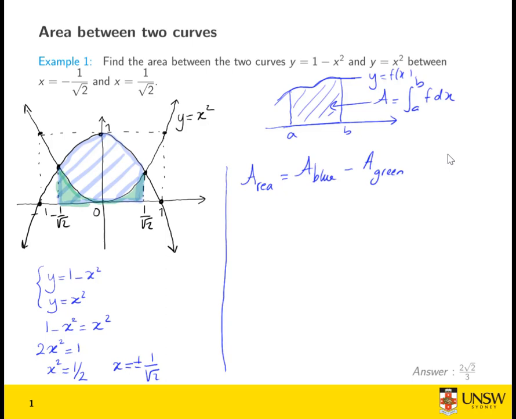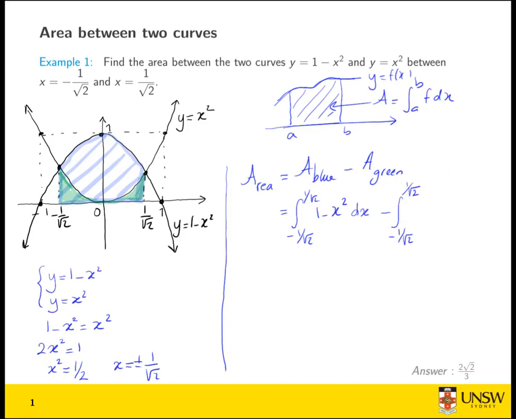Each of those can be calculated this way, calculating the integral of a positive function between two values. So my blue area is the integral between minus 1 over square root of 2 and 1 over square root of 2 of the graph at the top, which is y equal to 1 minus x squared, minus the green area, which is the area under the graph of y equal to x squared. If you notice that both functions are even, so this is an axis of symmetry, a better way of calculating the blue area would be to calculate this area on the right of the y-axis and multiply by 2. Same thing for the green one.